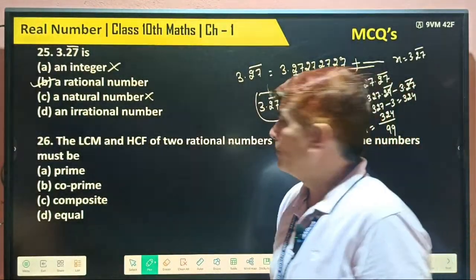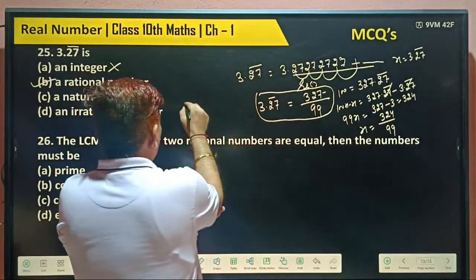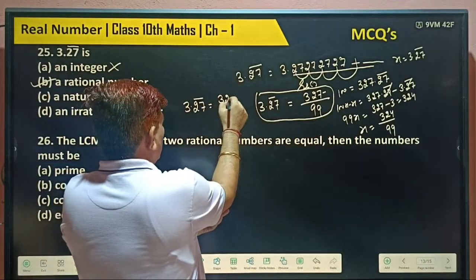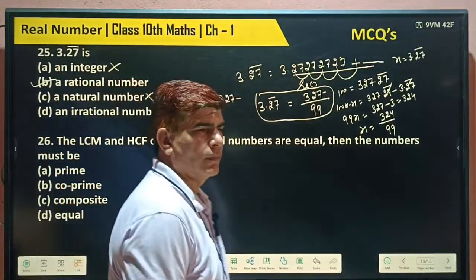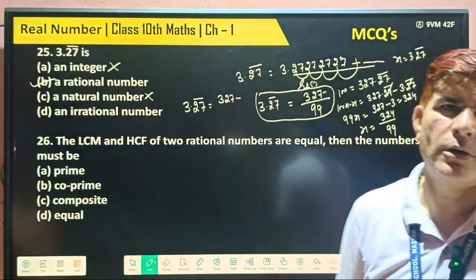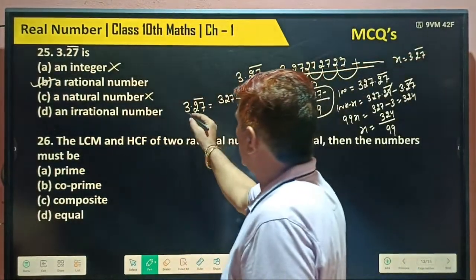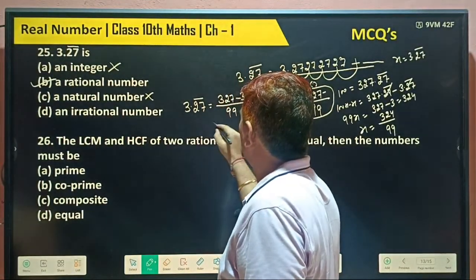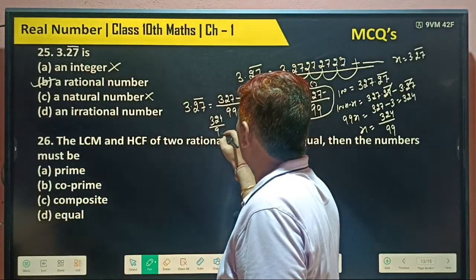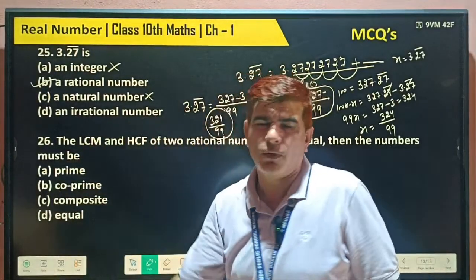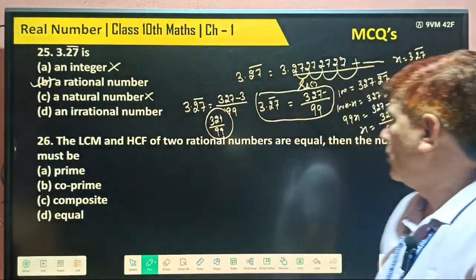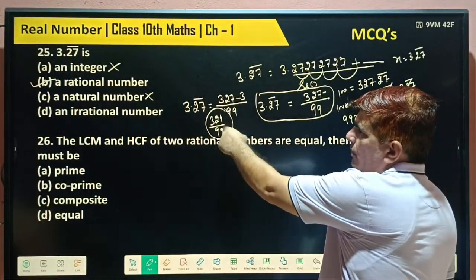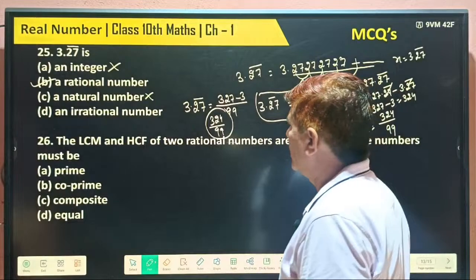So in general, what's the formula? If you have to write it in the form of a fraction, write the number as it is, minus the number having no bar, divided by 99 for the bar on two numbers. So 324 by 99 is the value of this number in the form of a fraction. So it's a rational number: P by Q, Q not equal to 0, and P and Q both are integers.